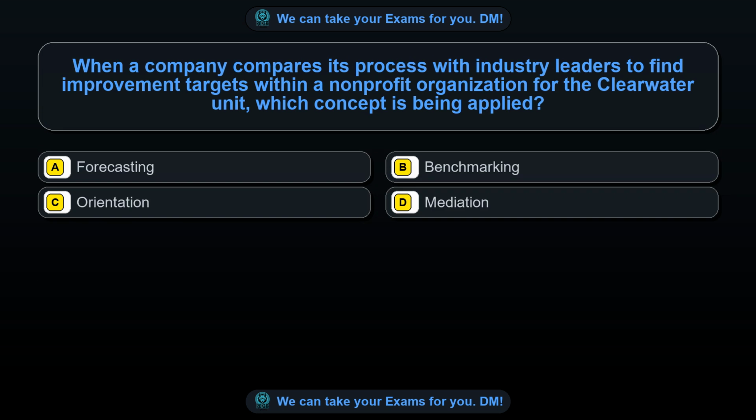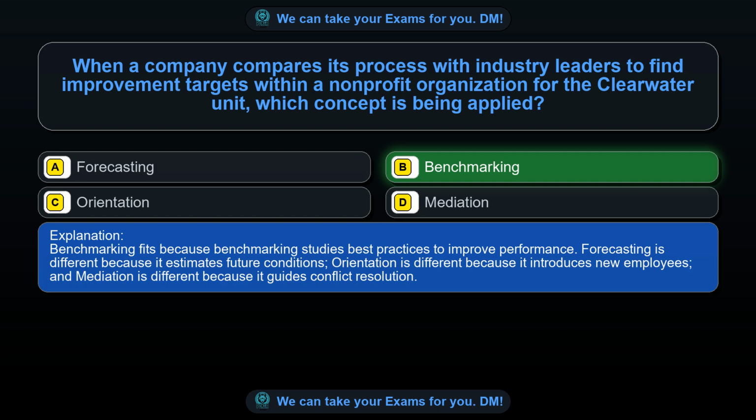Question 92. When a company compares its process with industry leaders to find improvement targets within a non-profit organization for the Clearwater unit, which concept is being applied? Option A, forecasting. Option B, benchmarking. Option C, orientation. Option D, mediation. The correct answer is option B, benchmarking. Benchmarking fits because benchmarking studies best practices to improve performance.